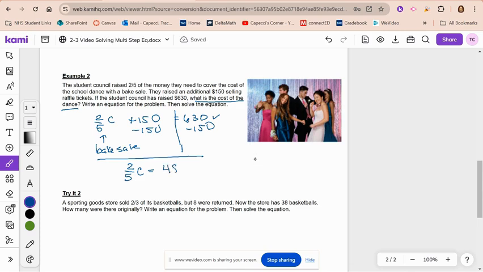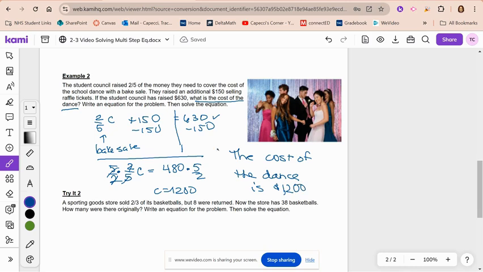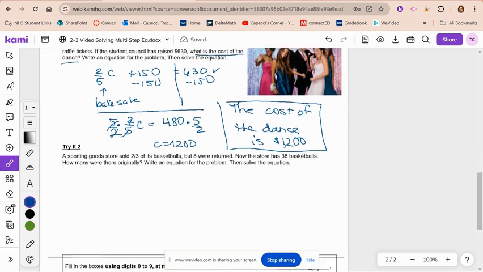So on the right-hand side, I have 480. Again, I can multiply by the reciprocal. These are bigger numbers, so you can use your calculator. So C is equal to 1,200. So what does that mean? What that means is if I go back and read what the problem says, that's the cost of the dance, right? The cost of the dance is $1,200. Okay, that's it. All right, let's keep moving.